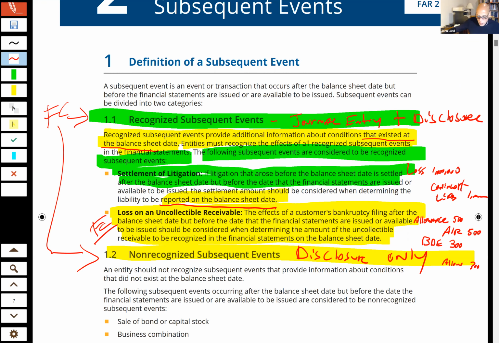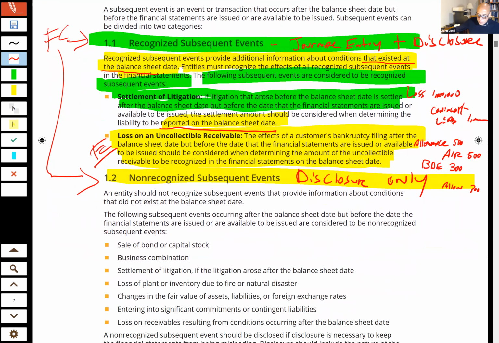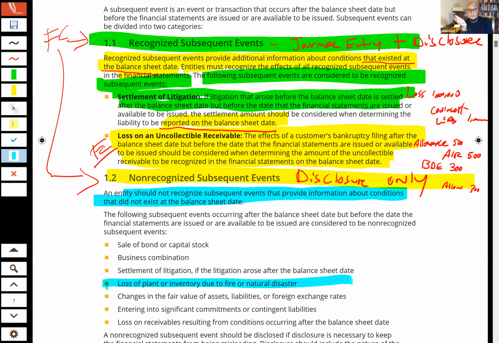Okay, now if it's a non-recognized subsequent event, that means we will not have to put in an entry. So the entity should not recognize subsequent events that provide information about conditions that did not exist at the balance sheet date. For example, loss of a plant because of some sort of disaster. The plant burns down in January. Well, it was still there December 31st, but that's a pretty significant thing. So we would do what? We would disclose that in the year one financial statements. There would be footnote disclosures to that.